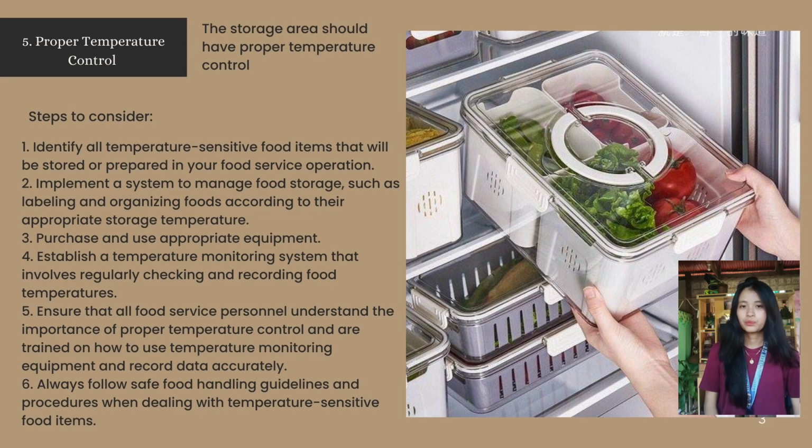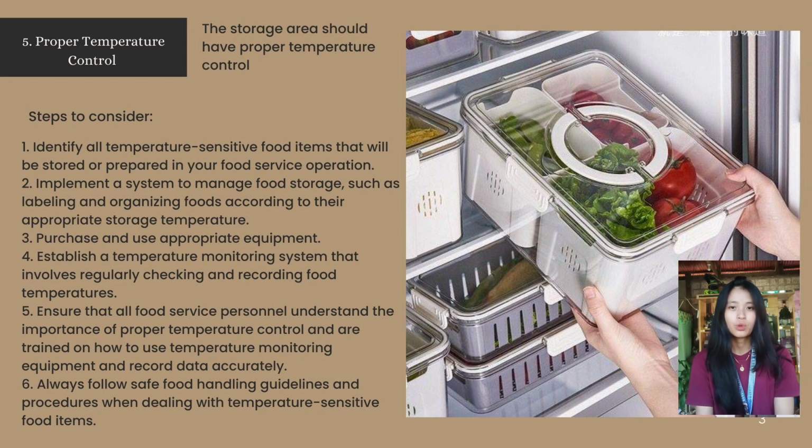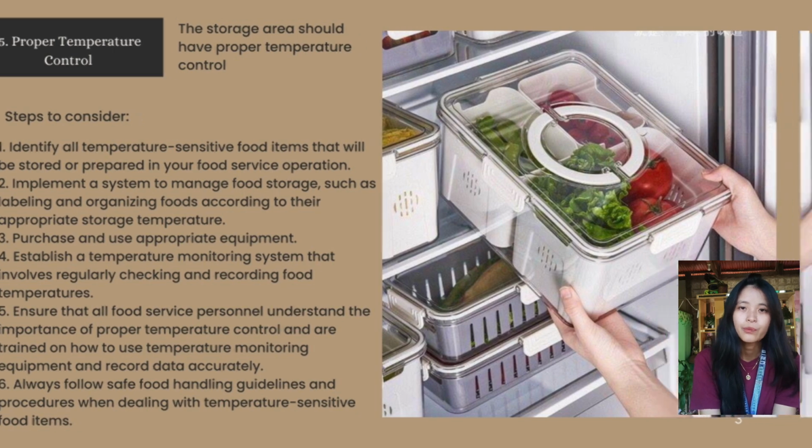temperatures for food. Next step is to establish a temperature monitoring system that involves regularly checking and recording food temperatures. Another step is to ensure that all food service personnel understand the importance of proper temperature control and are trained on how to use temperature monitoring equipment and record data accurately. Another step is to always follow safe food handling guidelines and procedures when dealing with temperature-sensitive food items.